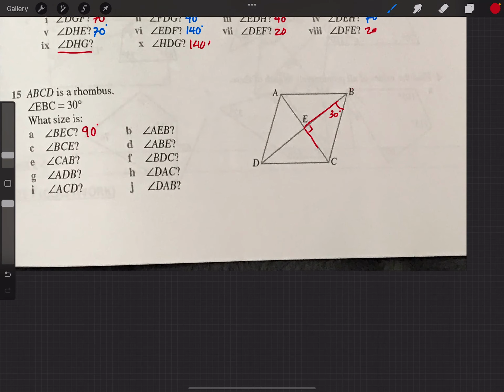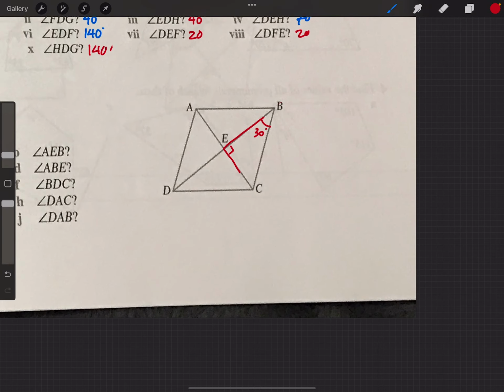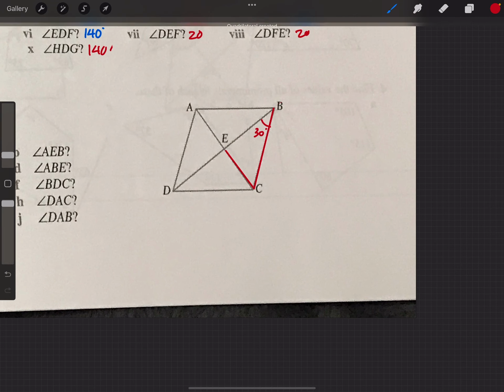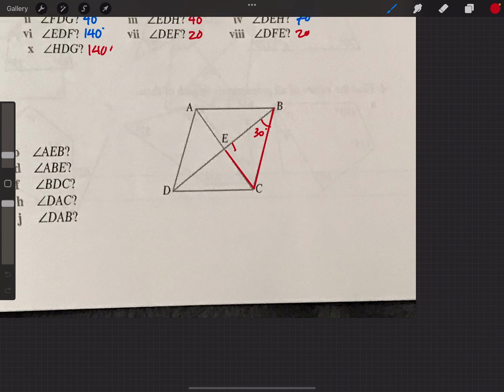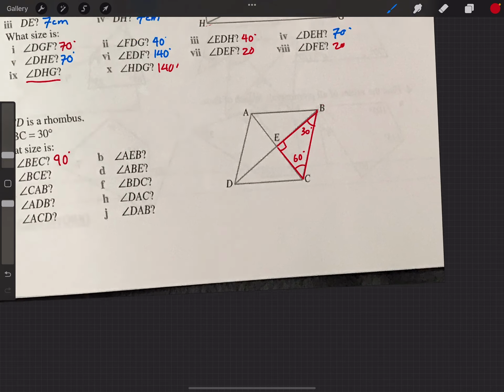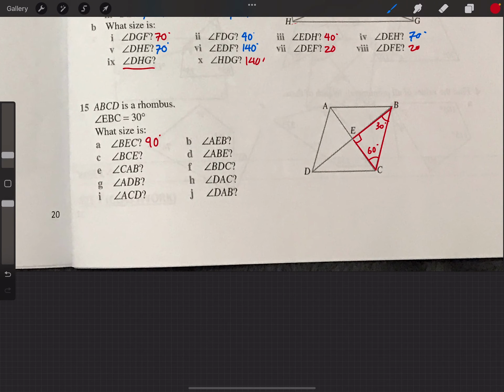Okay, what else? Angle BCE. BCE, this angle here. If that's 90 and you have a right angle triangle, so that's 30, that's 90. What's the last one? Well, that must be 60, because these three angles must add up to 180. So let me just get rid of that, and that can be 60. So BCE is 60.